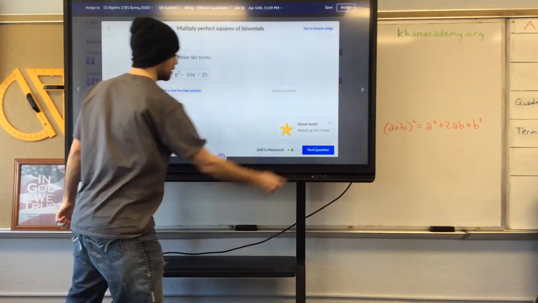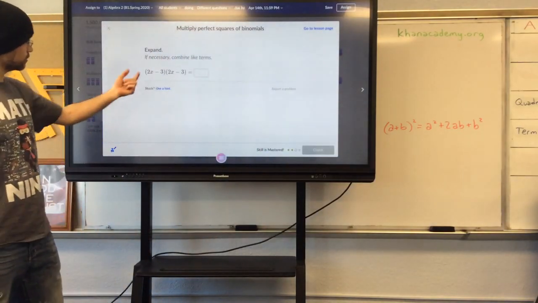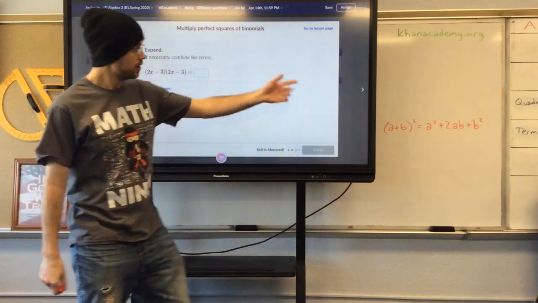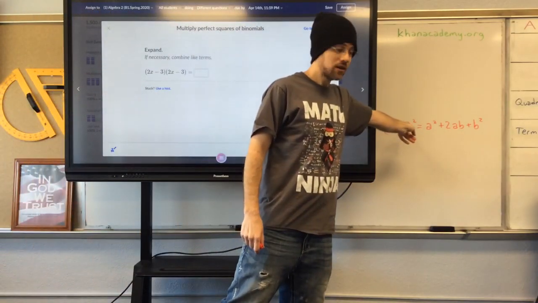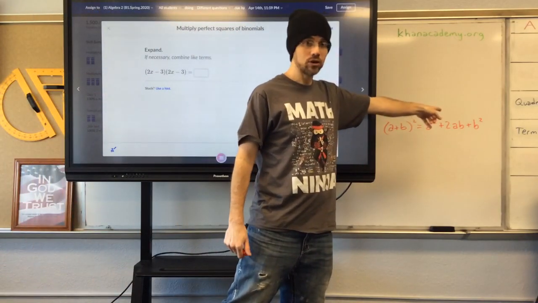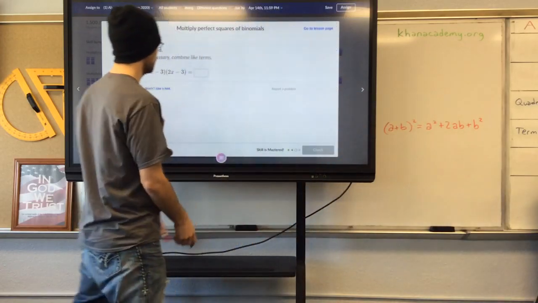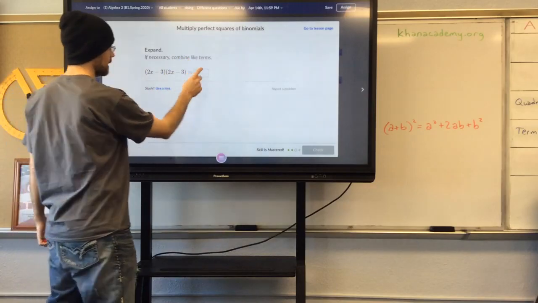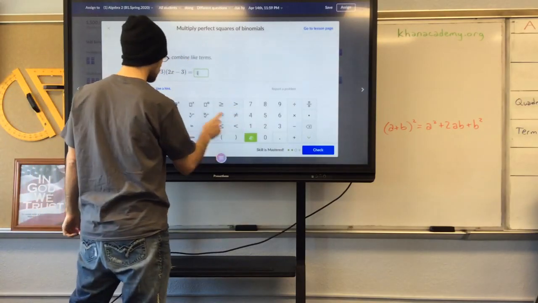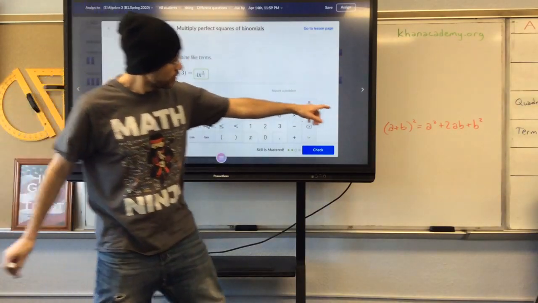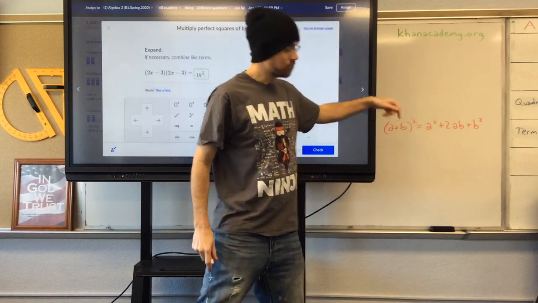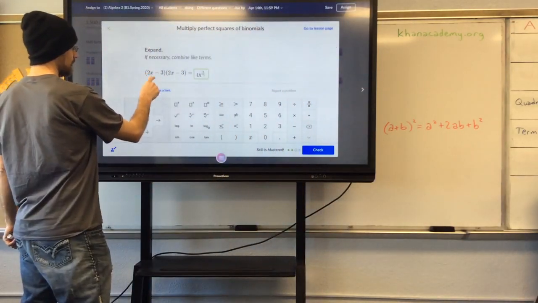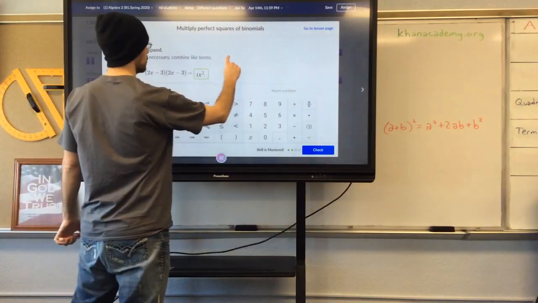Okay, next question. So 2x minus 3, that's the same factor as 2x minus 3, which means we're squaring that factor, so it will end up expanding in that form. We take our first term and square it. 2x times 2x is 4x squared. Then we're going to add 2 times our first term times our second term. So 2 times 2x is 4x. So it'll look like this.